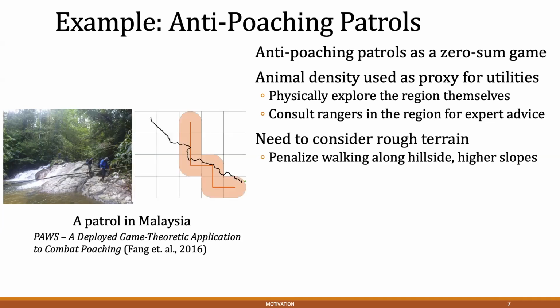Now, to make things even more difficult, you have to consider other factors. For example, in the picture in the center, the orange path is the path that the algorithm recommends, but the actual path that is taken is actually the black one. So why is there such a discrepancy? Because it turns out that there's actually a river and some ridge over there that makes traversing the vertical part extremely difficult. So you have to take all these things like ruggedness of the terrain into account as well.